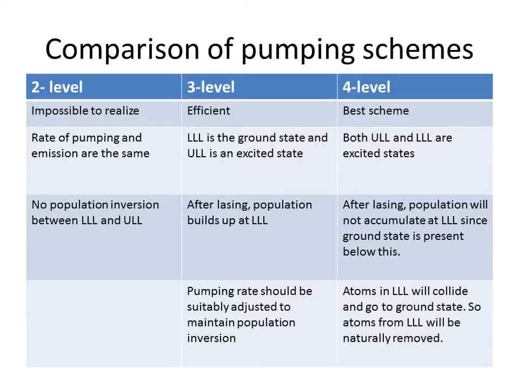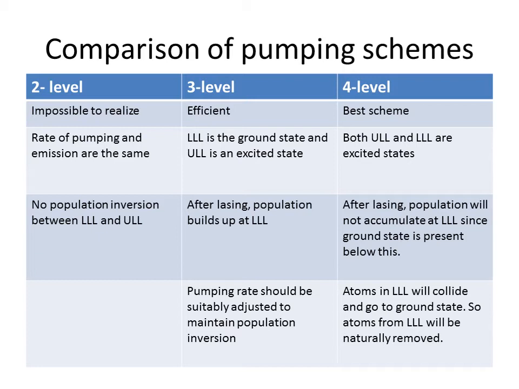So in this slide I have compared all these schemes, 2-level, 3-level and 4-level. In the case of 2-level it is not possible to realize population inversion, so this is just a hypothetical situation. 2-level system is not possible, whereas 3-level system is efficient and 4-level system is the best scheme. And in the case of 2-level the rate of pumping and emission are the same, and that's why we say it is impossible to realize. So in the case of 2-level system there is no population inversion created between lower laser level and upper laser level.